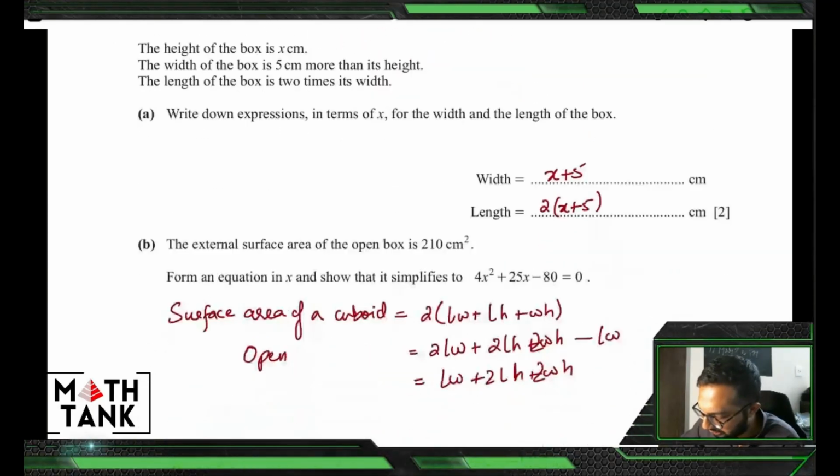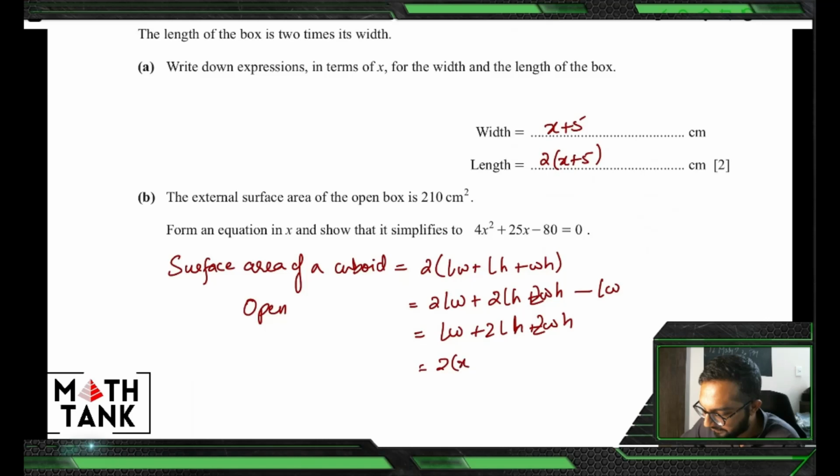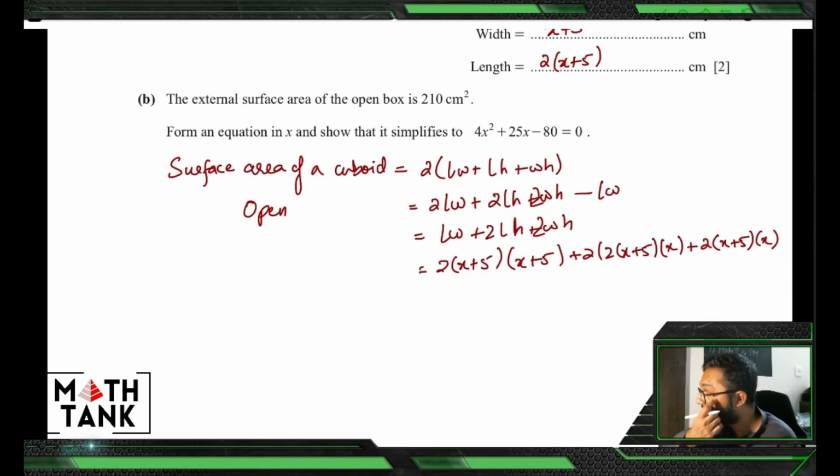Okay, so what's length? Length was 2x plus 5. What's width? Width is x plus 5. What's length again? It's 2x plus 5, sorry, 2x plus 5. So 2 times x plus 5 times x plus 2 times width is x plus 5 and height is x. Please look at this carefully. Whatever algebraic expressions I've plugged in, this is length, this is also length, this is width, this is also width, and the other two are height, the ones that I haven't shaded.